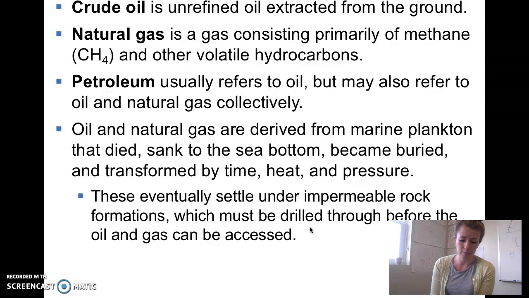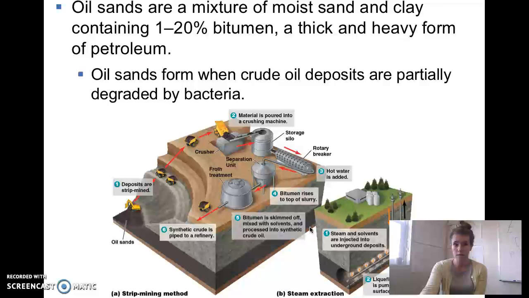Oil and gas are derived from marine plankton that died, sank to the sea bottom, became buried, and transformed by heat, time, and pressure. And these eventually settle under impermeable rock formations, which must be drilled through before oil and gas can be accessed. So they're stored under rocks, and so that's what we have to drill through to get to them.